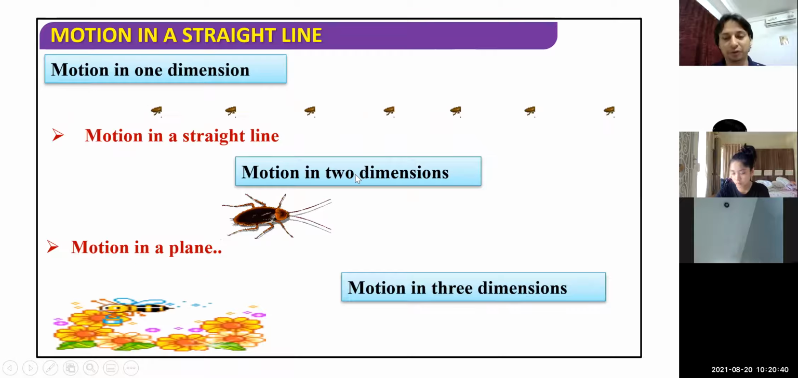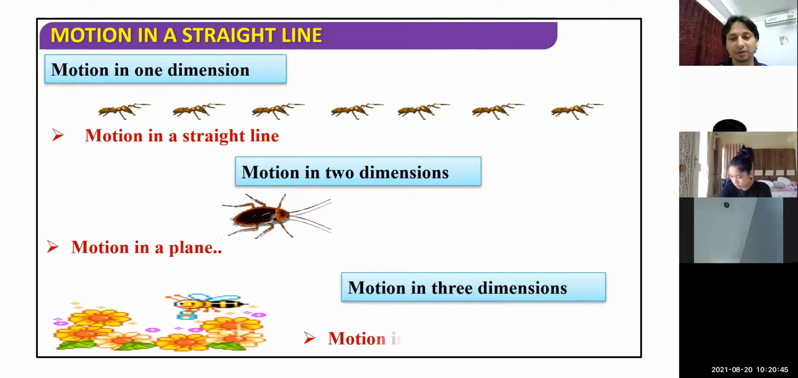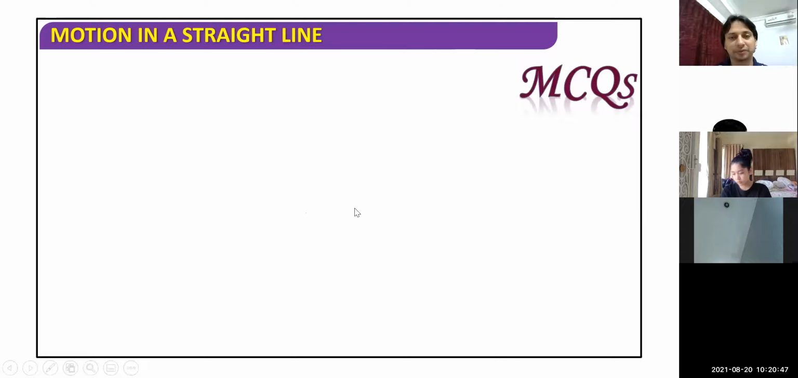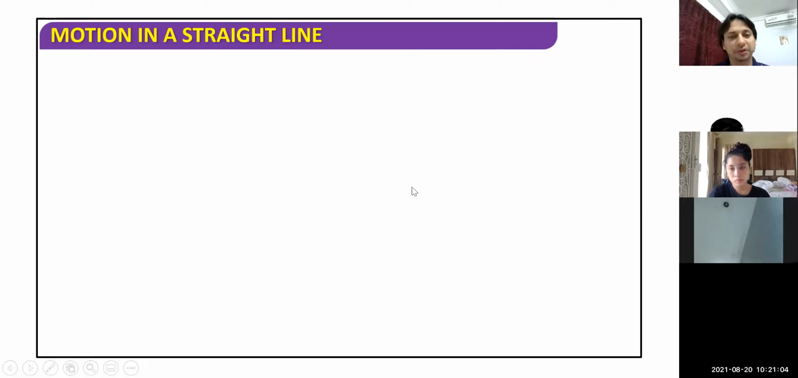Try to write down in your notebook: 1D, 2D, 3D. Okay, let's discuss this question here, children. How many types of motions are there? There are 3 types of motions. We have 3 types of motions.